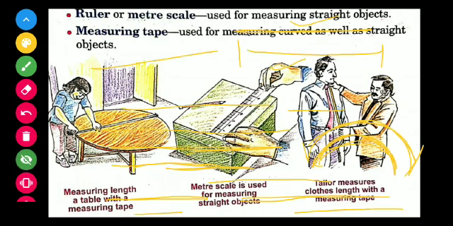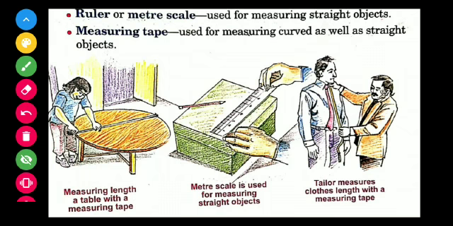Next, this is the example. First, ruler or meter scale, used for measuring straight objects. Measuring tape, used for measuring curved as well as straight objects. In the first figure, the length of a table is measured with a measuring tape. Second, we use the meter scale, which is used for measuring straight objects. A tailor measures cloth length with the measuring tape. So these are the different devices to measure the length of an object.